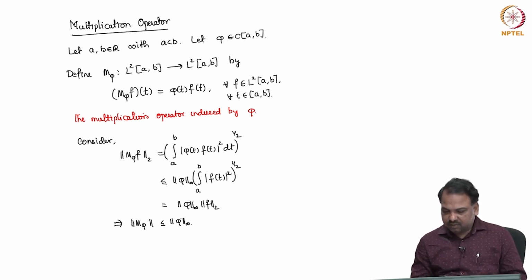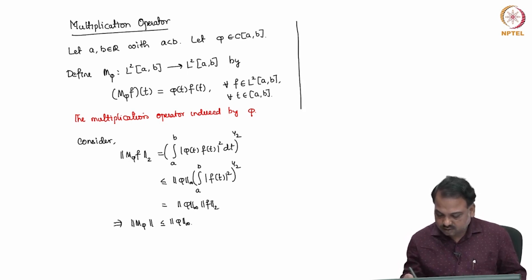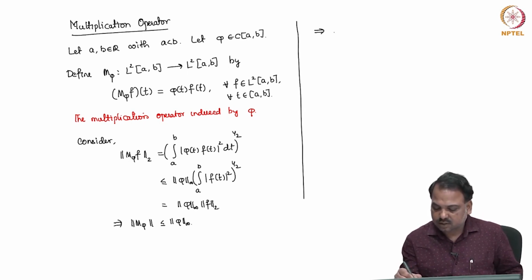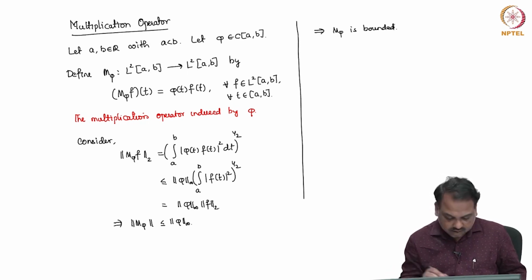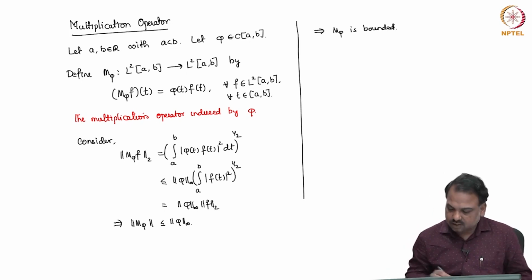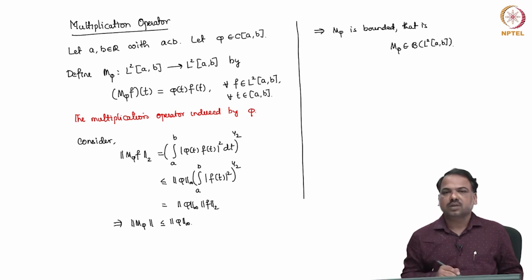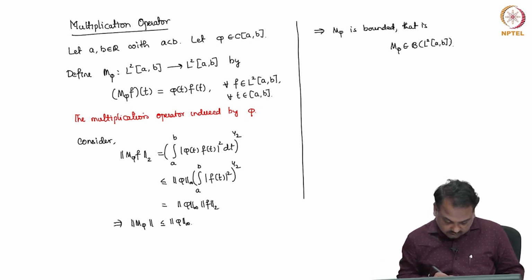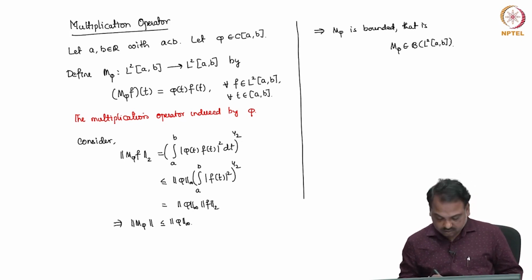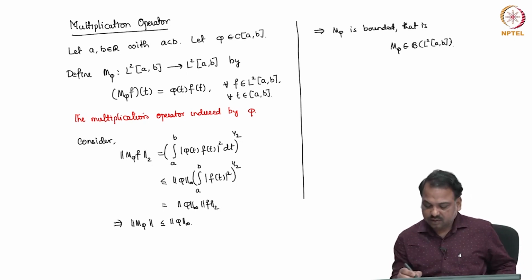From this we can only say that m phi is bounded. And it is easy to check that it's a linear map. So we can say that m phi is a bounded linear map on L2 of a, b. Now we want to show that this inequality becomes an equality, that is, the norm of m phi is equal to the sup norm of phi. So that is the claim.